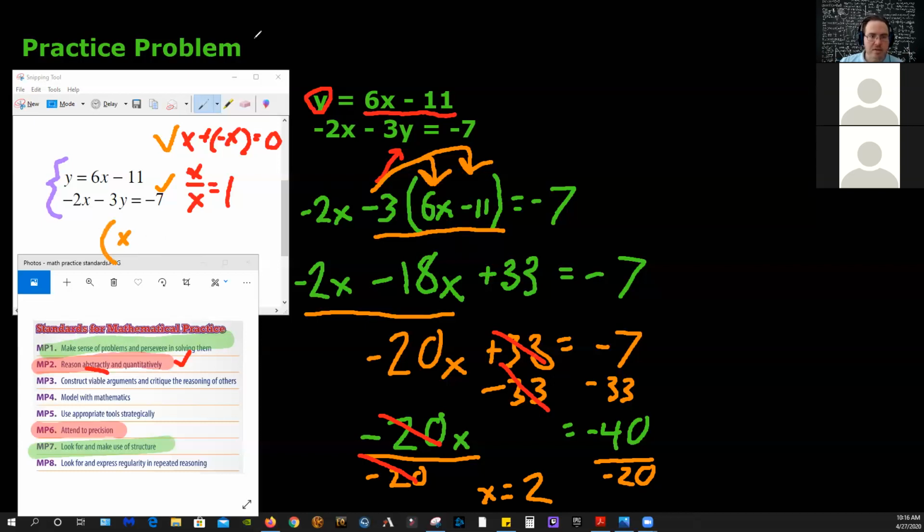Why did I write x? That's not what I wanted to say. So we know that part of the answer is 2. And now all we have to do is figure out what the y value is.